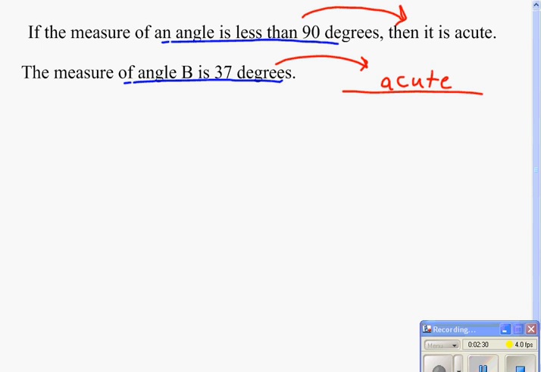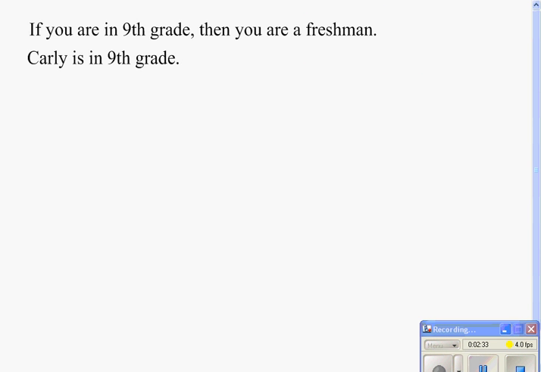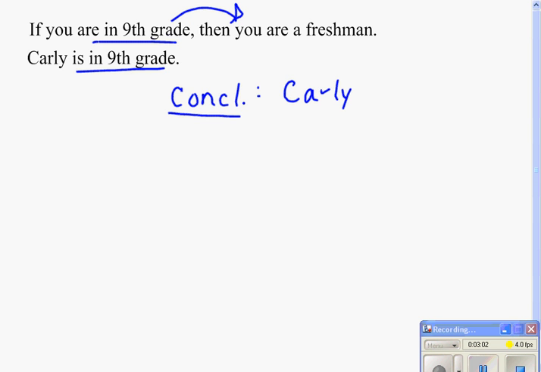And then that would be, again, what our conclusion for the problem is. So if we look at the next one, if you are in ninth grade, then you are a freshman. Okay, again, that being true, we've got Carly is in ninth grade, matching with the hypothesis. We can go ahead and go forward, and our conclusion then is what? Correct. Our conclusion is that Carly is a freshman. And we'll just abbreviate that for now.